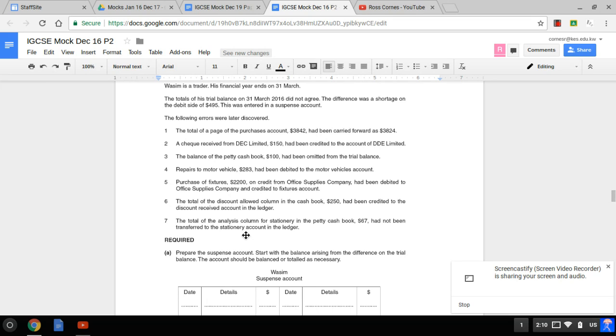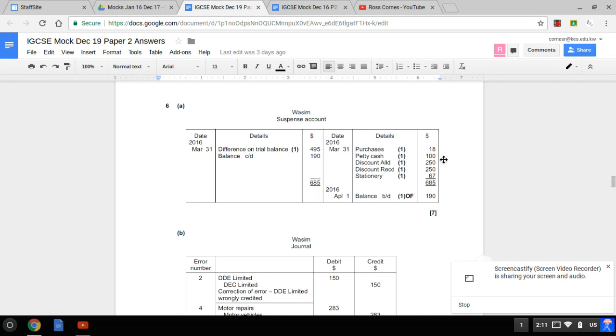The total of the discount allowed column in the cash book is being credited to the discount received account. So the first thing we're going to need to do for that one is debit discount received, credit suspense account. So there'll need to be 250 on the credit side of the suspense account. And then what they should have done is they should have debited discounts allowed. So we debit discounts allowed, credit the suspense account, and therefore, hopefully looking at the answer, there are two entries of 250 in the suspense account. Thinking back to Thursday when I marked it, quite a few of you had only got one entry in there.